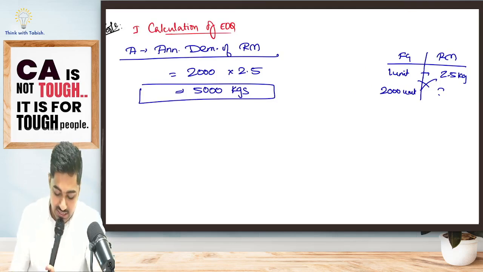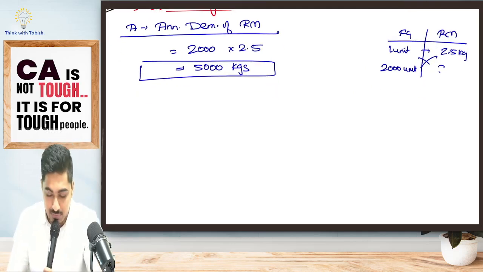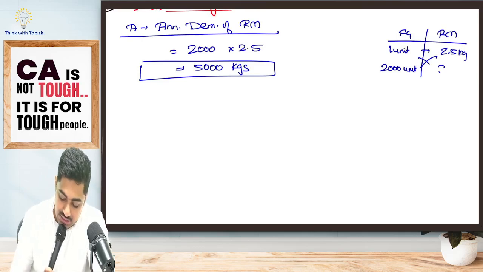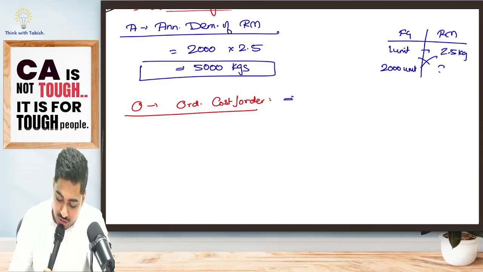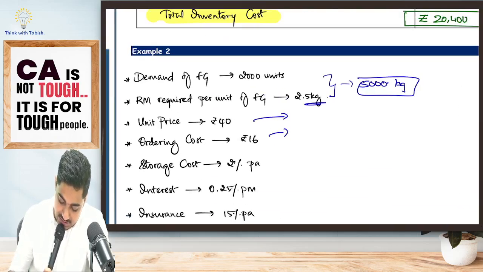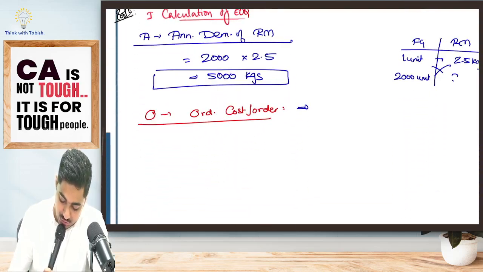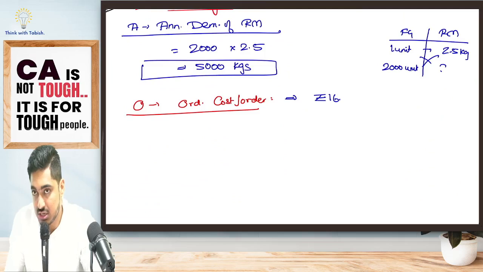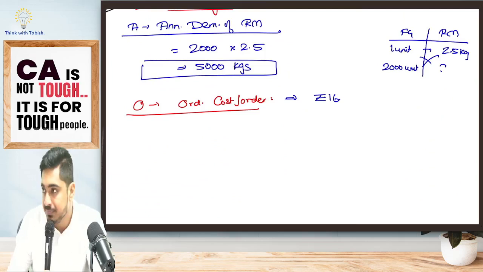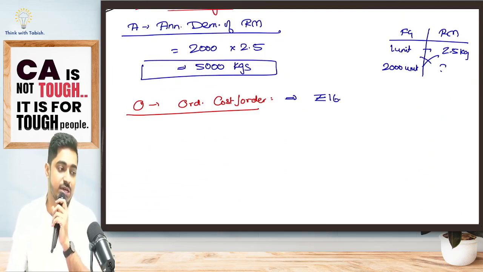I hope you guys are writing simultaneously. Yes or no, everyone? Okay. Next thing is going to be O. What is O? It is my ordering cost per order. Tell me, is it directly available in the question? Yes, sir, it is directly available. How much is my ordering cost? It is 16 rupees. So is there any tension in this? No, sir. Data is available.